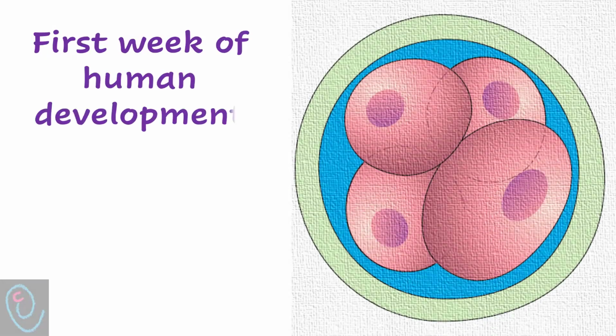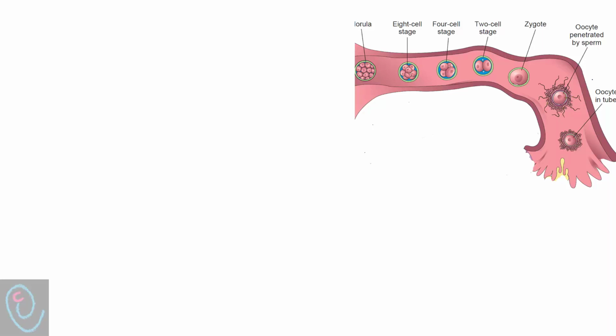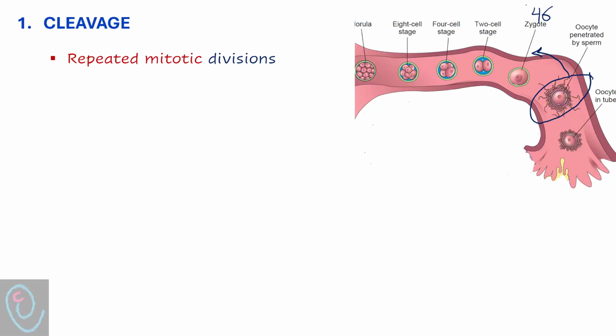First week of human development. After fertilization, a zygote is formed, which contains 46 chromosomes. The newly formed zygote undergoes repeated mitotic divisions, a process known as cleavage.